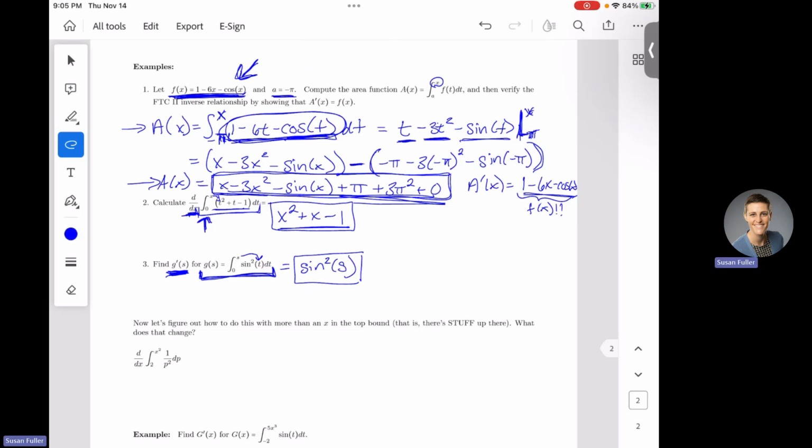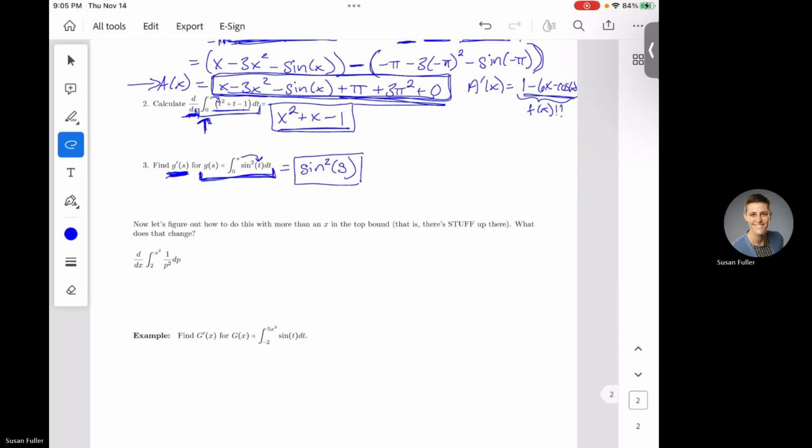Okay. So what if we have more than just a variable, right? With these, we had the variable by itself up here. What if I have more than just a variable? What if I have a whole function up here? I have stuff.